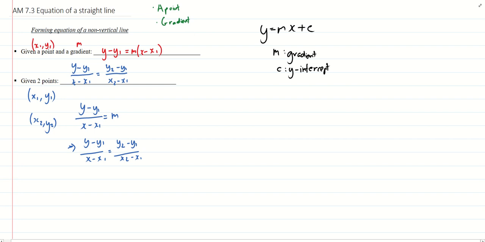All right. So in the next video, we will take a look at examples 6, 7, 8, and 9, which will not only use this idea of how to form the equation of a non-vertical line, but will also make use of whatever we have learned on perpendicular lines, parallel lines, as well as the midpoint itself. All right.